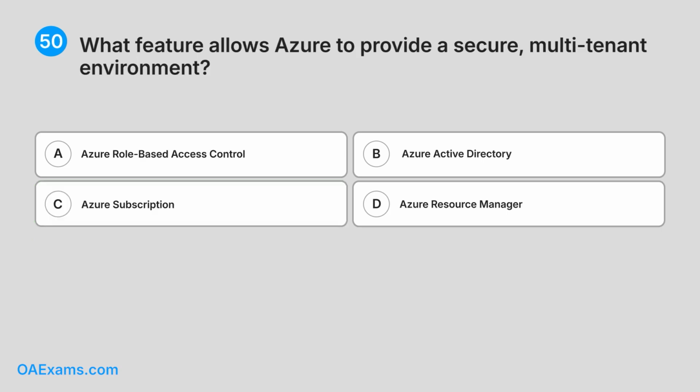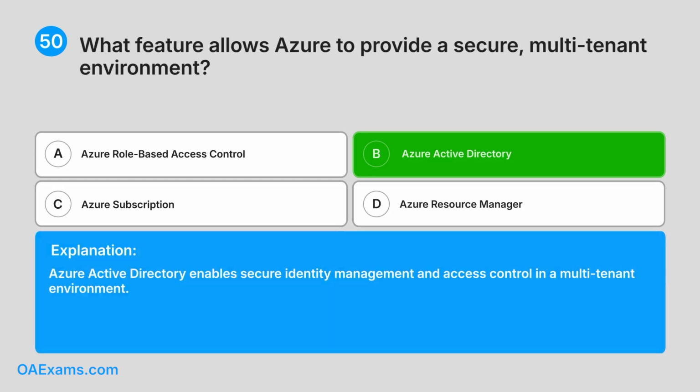50. What feature allows Azure to provide a secure multi-tenant environment? A. Azure Role-Based Access Control. B. Azure Active Directory. C. Azure Subscription. D. Azure Resource Manager. Do you know the answer? Correct answer B. Explanation: Azure Active Directory enables secure identity management and access control in a multi-tenant environment.